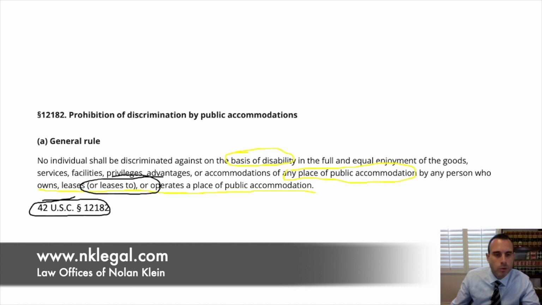So again, we have to understand here who is disabled, what is the basis of disability, what is disability under the law, what is a place of public accommodation, and who exactly is responsible for any discrimination by the place of public accommodation. I hope this isn't getting too complicated. It's actually really very simple. We have to know who is disabled, we have to know what businesses are covered, and we have to know who can be sued in terms of their relationship to that business. And let's go through that as simply as we can.